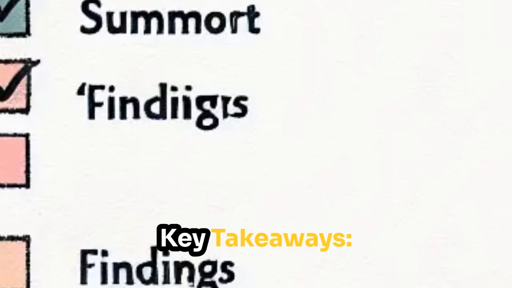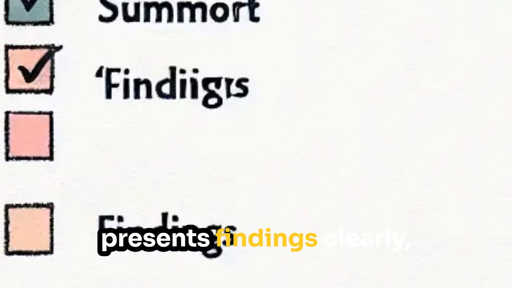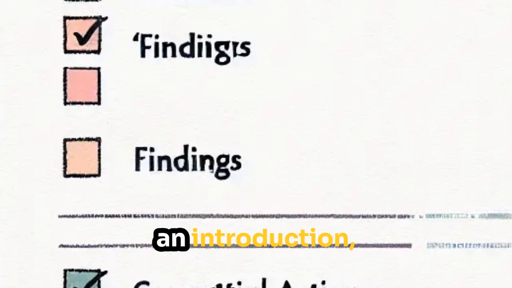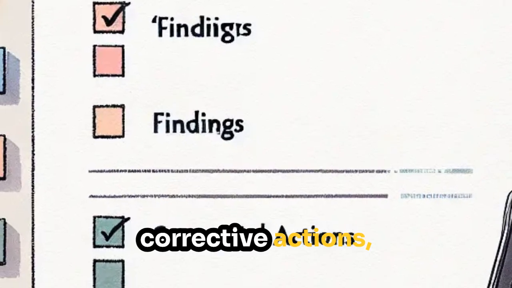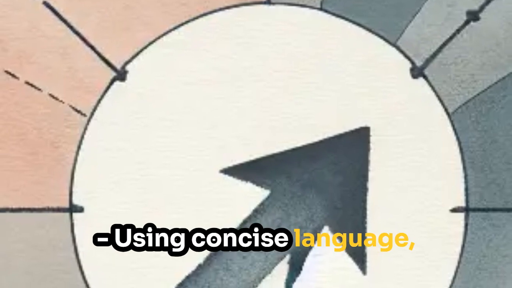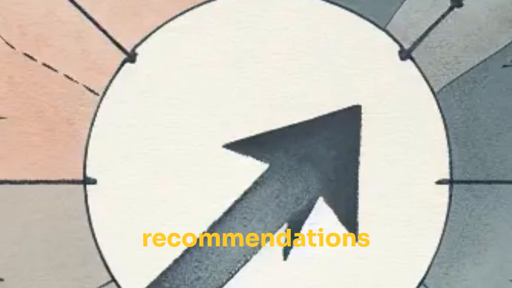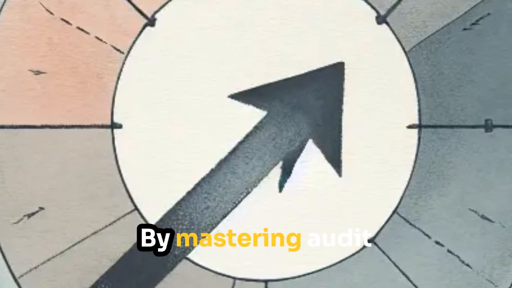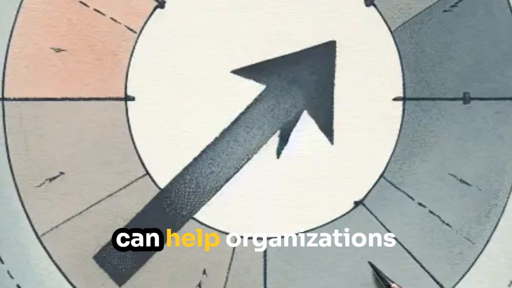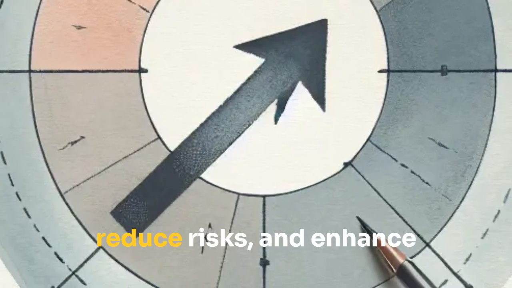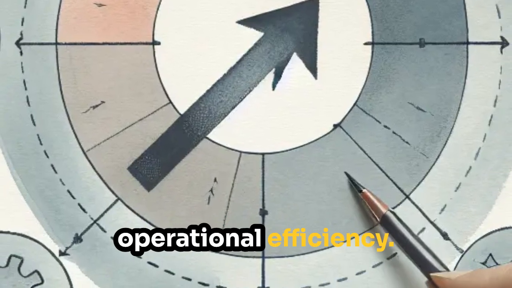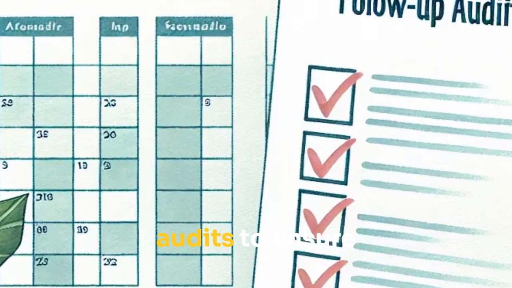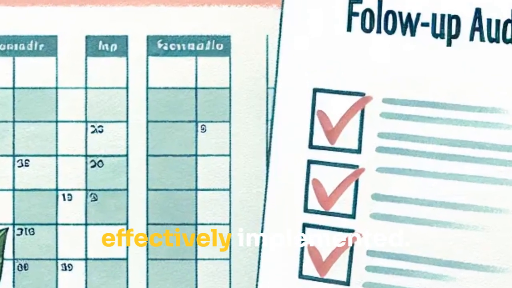Key takeaways. An effective audit report presents findings clearly, factually, and actionably. Using concise language, objective evidence, and prioritized recommendations ensures the report is useful and impactful. By mastering audit report writing, auditors can help organizations improve compliance, reduce risks, and enhance operational efficiency. In the next lesson, we'll explore how to conduct follow-up audits to ensure corrective actions are effectively implemented.